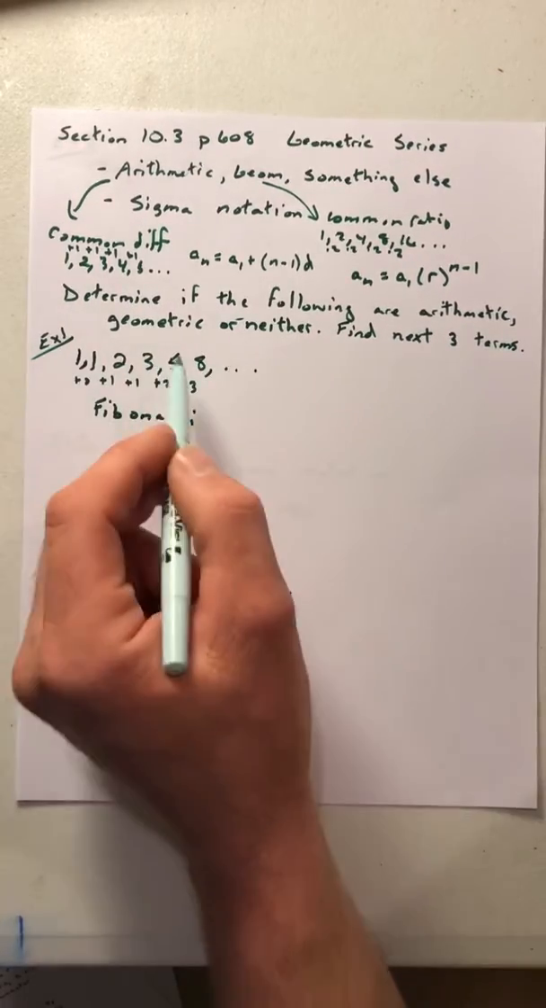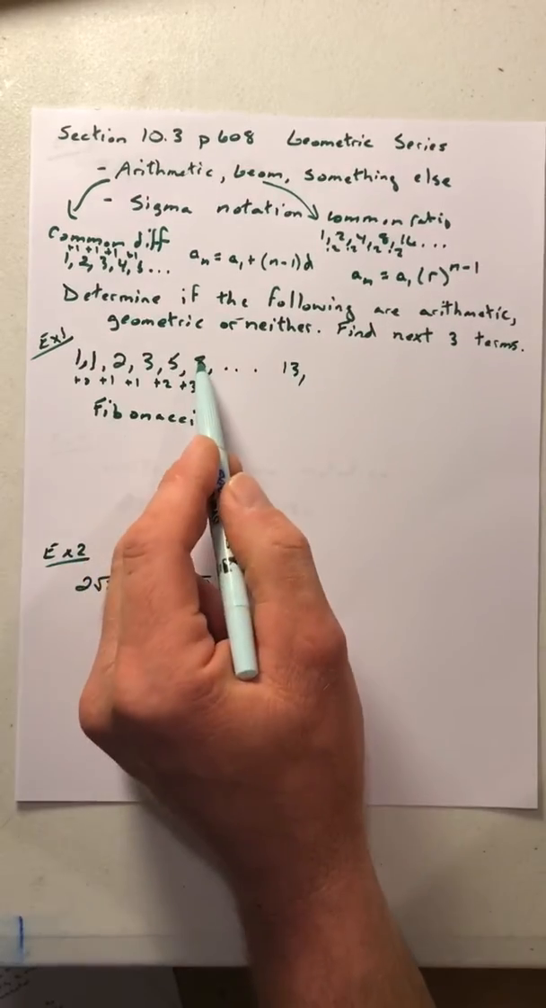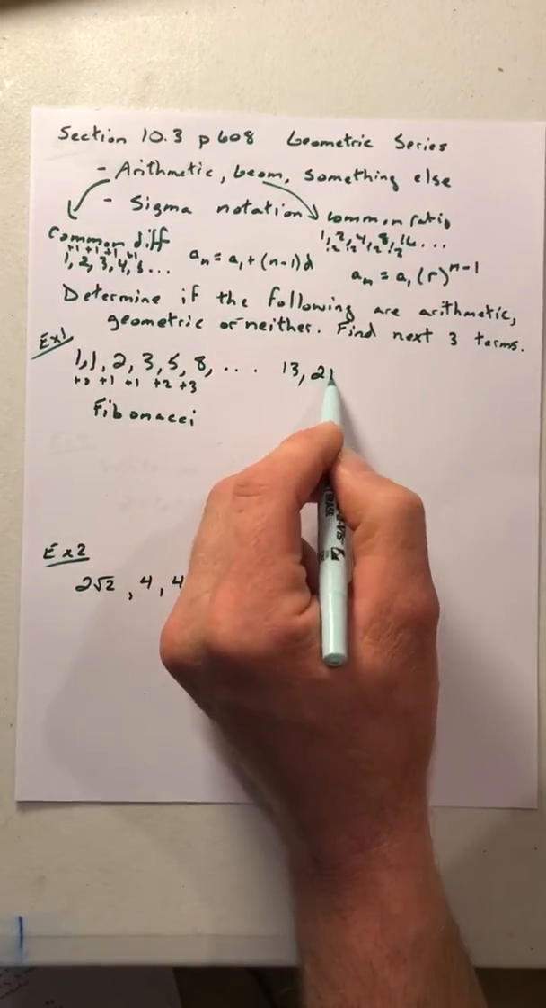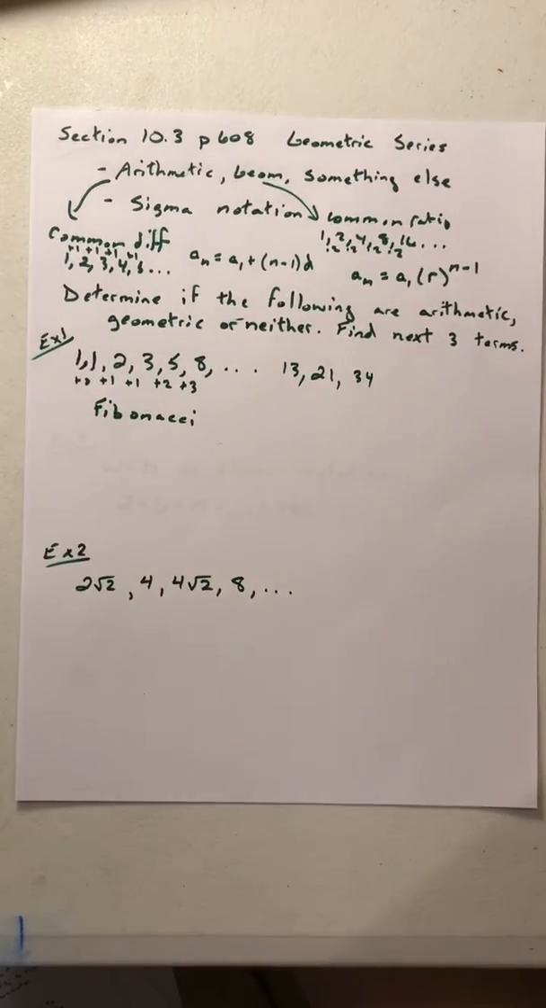So to find the next three terms, I have 5 plus 8. That's going to give me 13. 8 plus 13 is 21. And 13 plus 21 is 34. It's just one of those sequences that you have to be able to realize and find, hey, I'm adding those two values together.